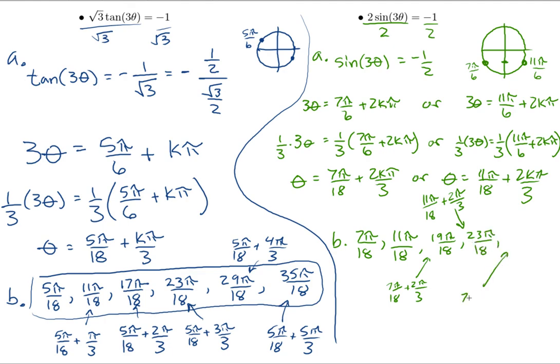And then 7 pi over 18 plus 4 pi over 3, where we're letting k be 2. So that one's going to give me 31 pi over 18. And then lastly, this one's going to get us there, 11 pi over 18 plus 4 pi over 3 is going to give me 35 pi over 18. So 6 different solutions for this one as well, between 0 and 2 pi.